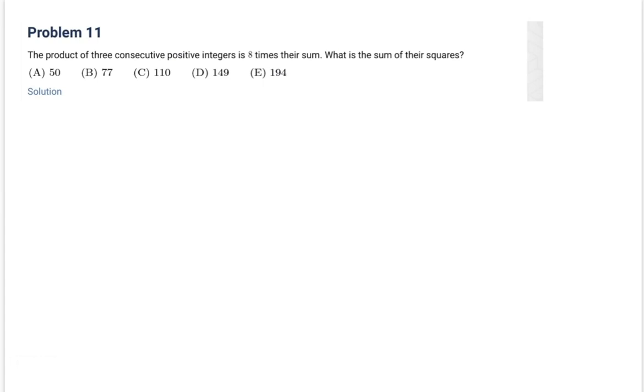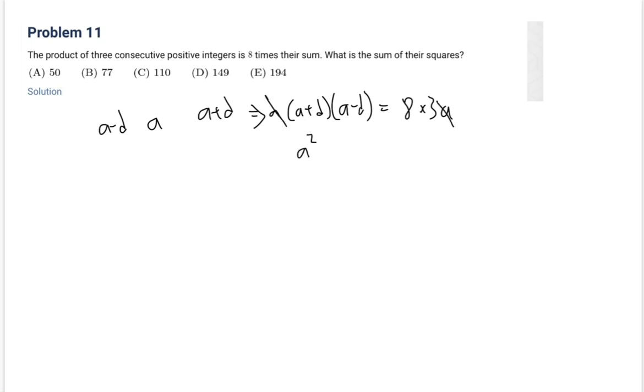Problem 11, the product of 3 consecutive positive integers is 8 times their sum. So what's the sum of their squares? So if there's a, and a minus d, and a plus d, then the product of three consecutive positive integers is 8 times their sum. So a times a plus d times a minus d equals 8 times their sum, which is 3a. So get rid of the a, and a squared minus d squared equals 24.